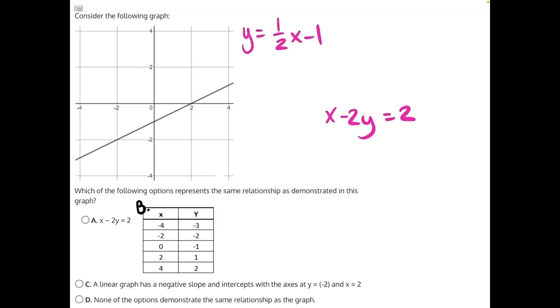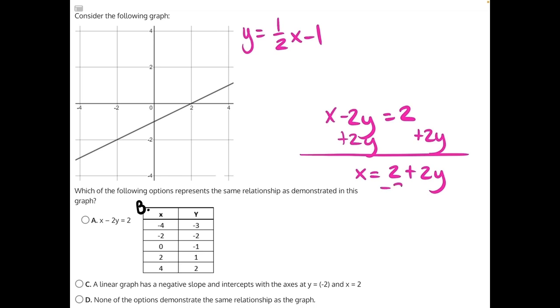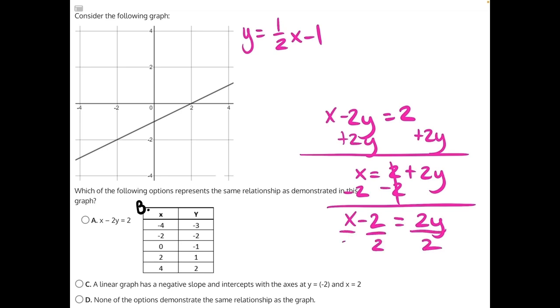Now let's do opposite operations to isolate y. We'll add 2y to both sides, leaving us with x is equal to 2 plus 2y. Then we'll need to subtract, again using opposite operations. x minus 2 is equal to 2y. Then the final step, 2 is being multiplied to y, so the opposite is dividing everything by 2. These will cancel, and I'm just going to flip y over to the other side.